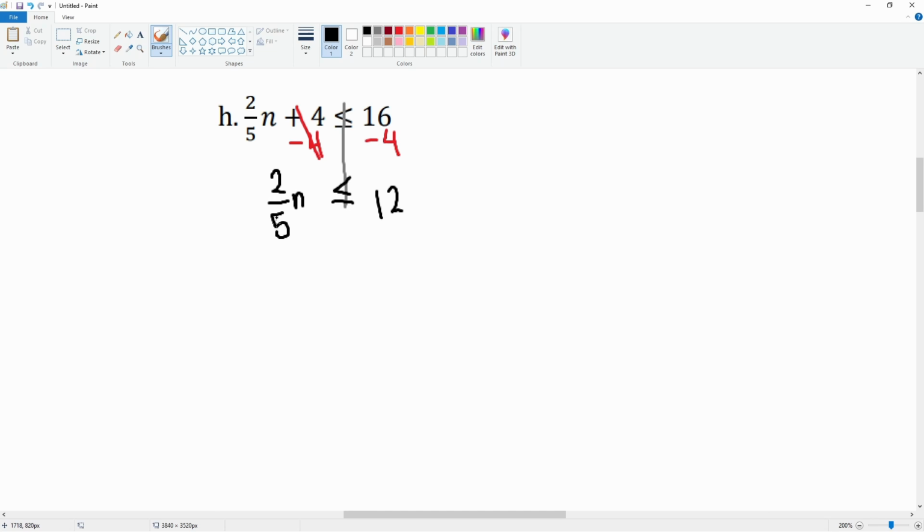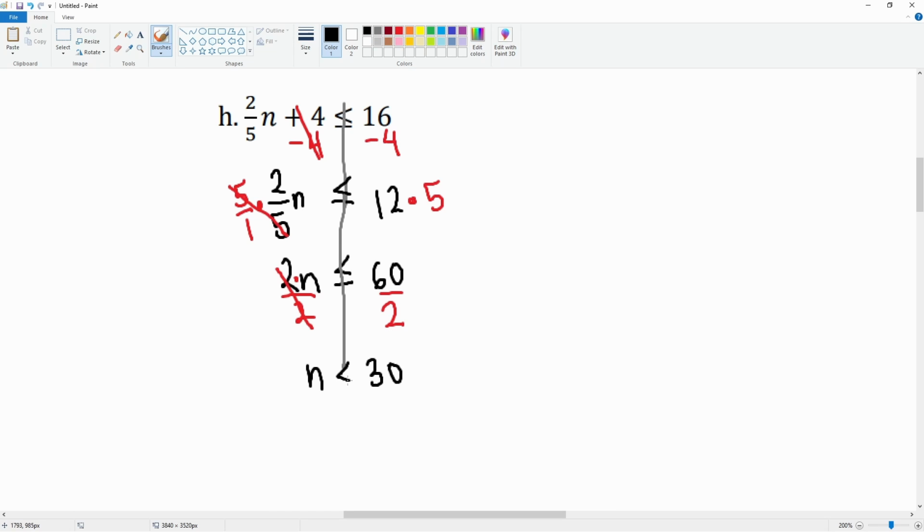We're trying to get rid of this divide by 5 here, so I'm going to do this in 2 more steps. I'm going to multiply by just 5. 5 over 1, multiply just by 5. This cancels, leaving you with just a 2n here. 12 times 5 is 60. That symbol remains the same. Now, do you see how it's attached via multiplication? 2n. So now we're going to divide by 2. Divide both sides by 2. This cancels, leaving you with just n. 60 divided by 2 is 30. The inequality remains the same. So n is less than or equal to 30.